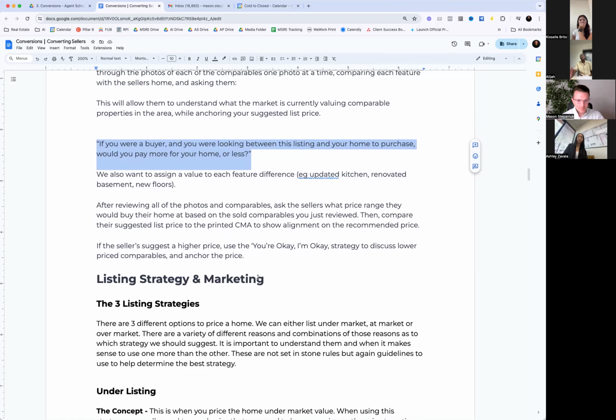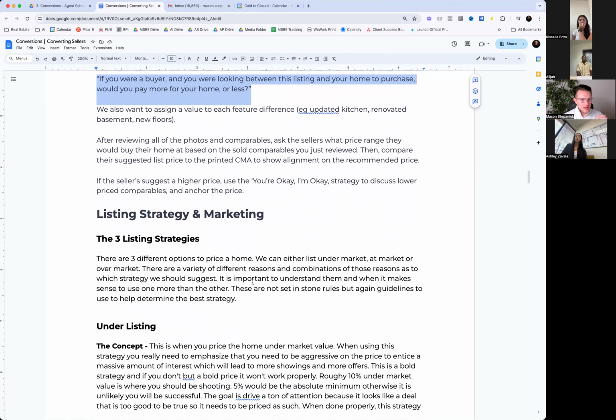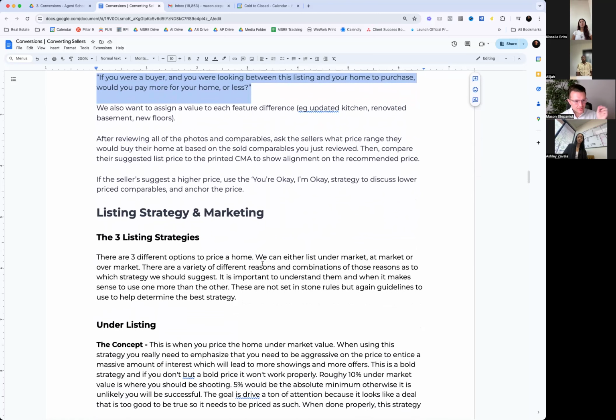Okay. So from there, now we've gotten the buy-in and we're in alignment of what the market is valuing their house at, as well as what you are suggesting to list it at. Okay. Now from here, we want to run through the 3 listing strategies. Okay. Does anyone know the 3 listing strategies?